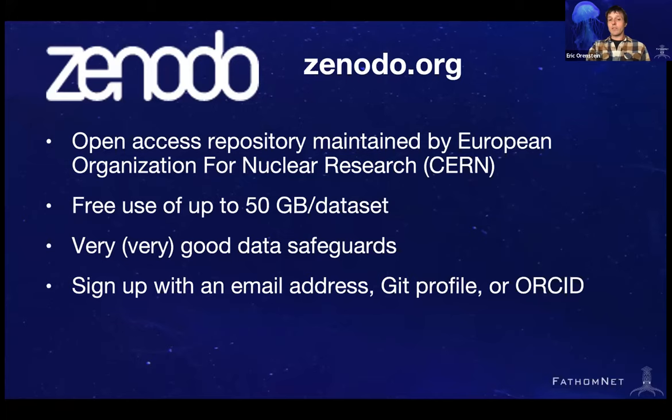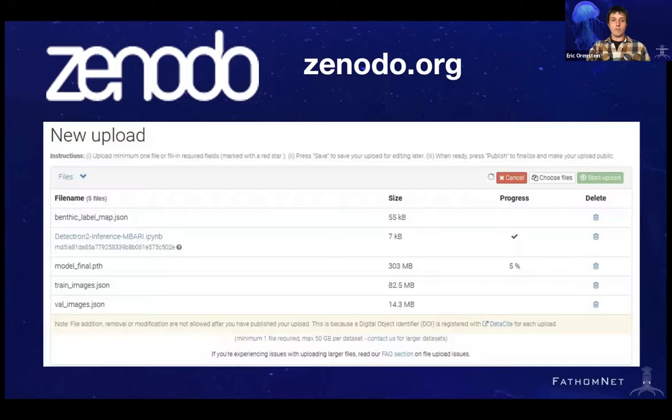It's easy to sign up. You can sign up with an email address. You can connect it to your Git profile or your ORCID ID, whatever is most convenient for you. So it's a very easy interface once you have an account. You open up a new repository that you want to upload, and then there's a drag and drop interface that many of us might be familiar with from something like Google Drive or any other cloud resource that you use. So these are some screenshots that I took when we were uploading one of the models that we've put up on Zenodo and linked to our FathomNet GitHub page.